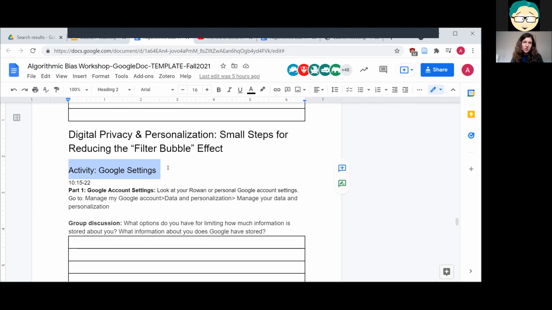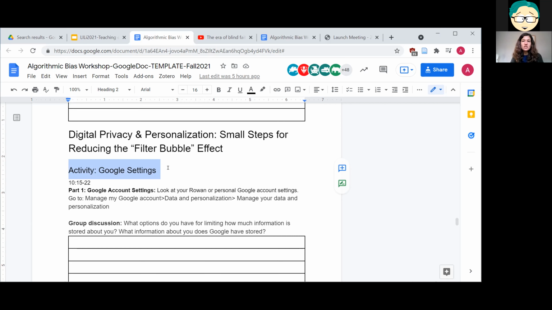At Rowan, where I work, we have Google Drive, so everyone has a Google University account. And people are often surprised, when I ask them to go look at their settings, how much information is actually being gathered about them, or how many settings there are that are giving them personalized results, even though education Google sites are supposed to be better about that. They're actually tracking an incredible amount of information.